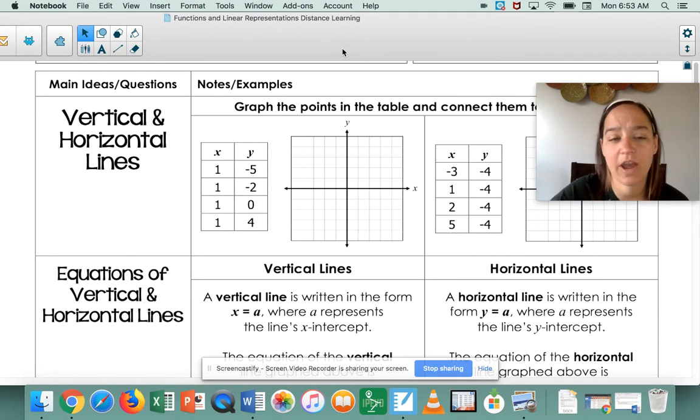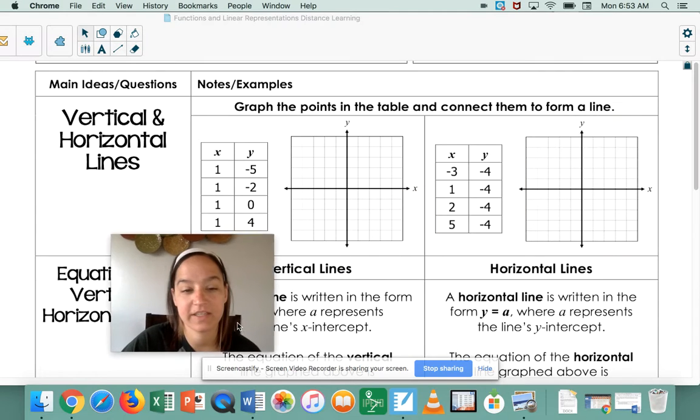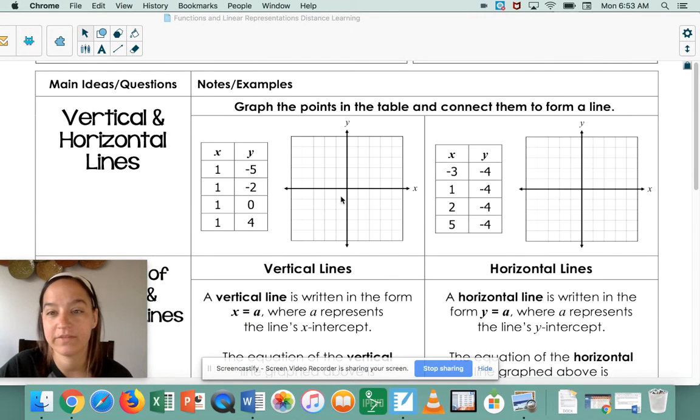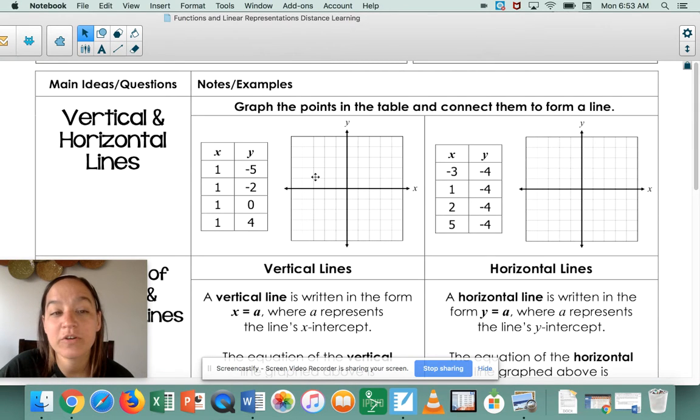And so we're going to go ahead and we're going to start. I'm going to move this because I am currently in the middle of the graph. All right, so vertical and horizontal lines. What we're first going to do is we're going to simply graph them.